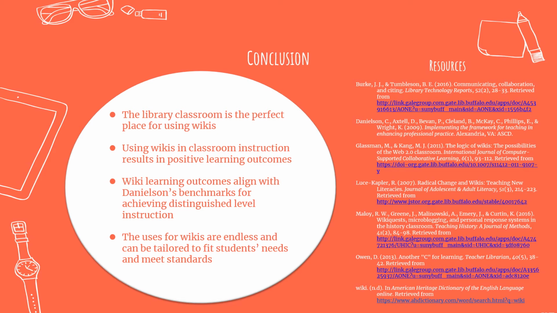In conclusion, the library classroom is the perfect place for using wikis, thanks to the school librarians' tech expertise and collaborative efforts that complement wiki features. There is clear evidence that using wikis in classroom instruction results in positive learning outcomes for students. These learning outcomes align with Danielson's benchmarks for achieving distinguished level instruction, where students can fully engage with material and maximize their learning. And finally, the uses for wikis are endless and can be tailored to fit the needs of the students and meet state academic standards.